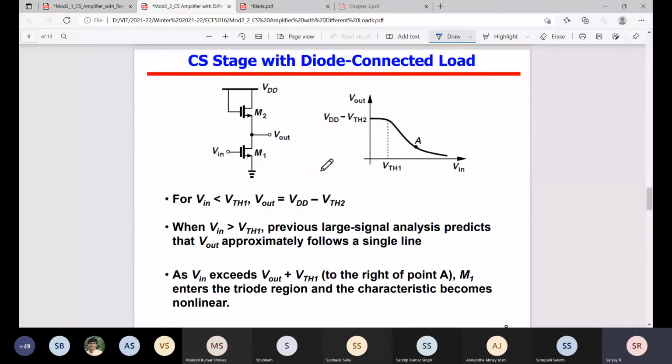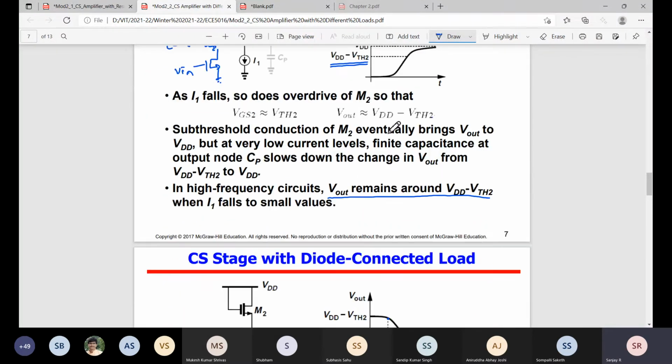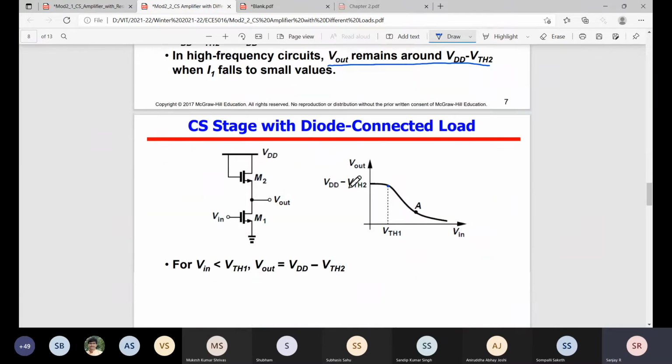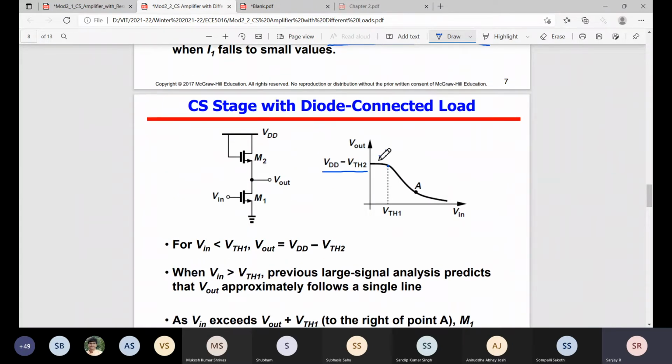So now I want to understand the large signal behavior. Now Vin less than VTH. Just now we understood Vout will never reach VDD. We can approximate it equal to VDD minus VTH. So M1 is in off condition. Then the curve will be the same as the common source amplifier with resistive load. Here saturation, and this means the edge of the triode.